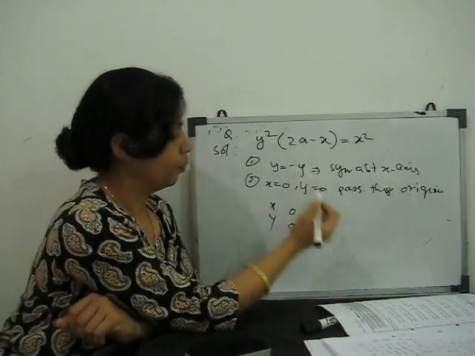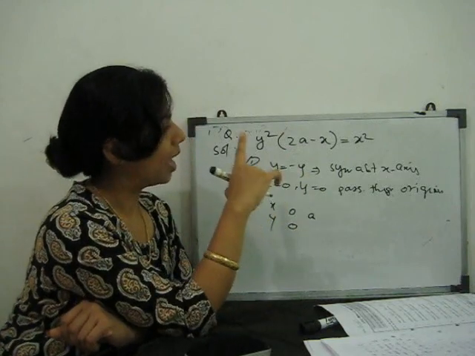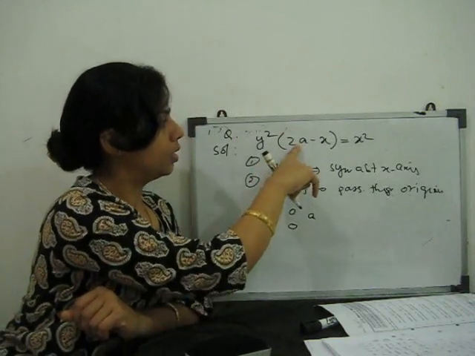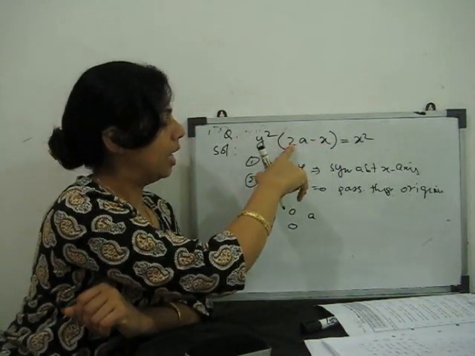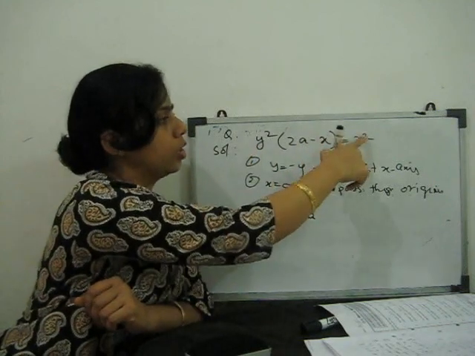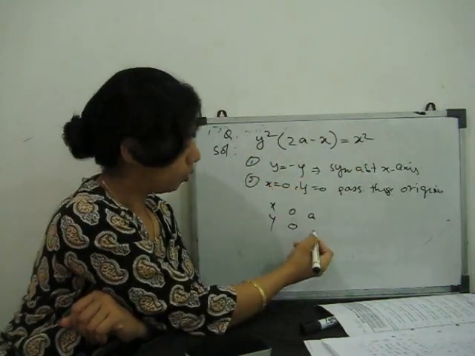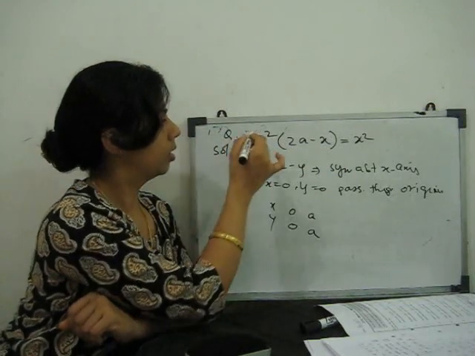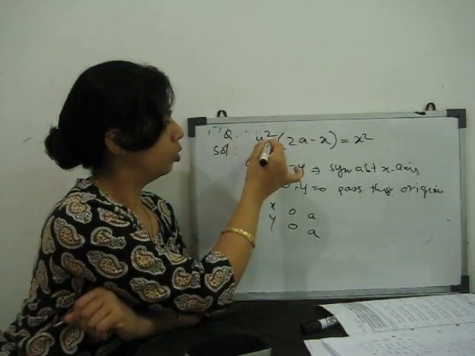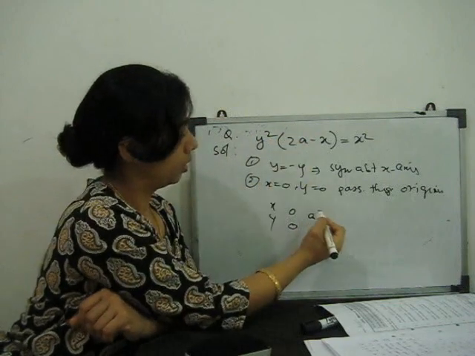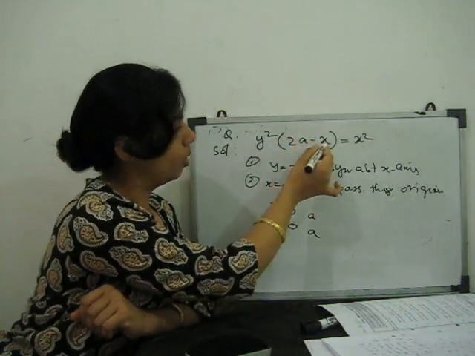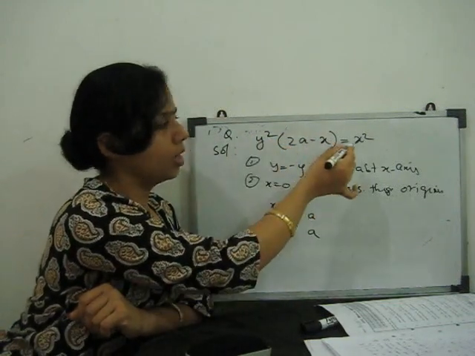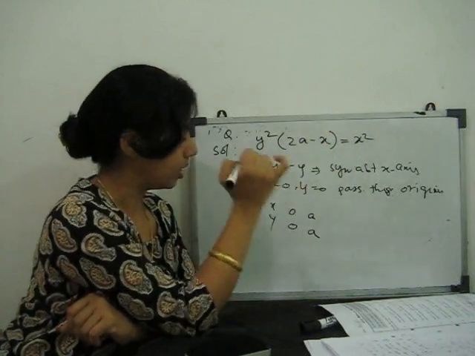0, 0. At a, when we put x is equal to a, then 2a minus a is a, y square is equal to a square. So y is also a. Okay? See, when x is equal to a, 2a minus a is a, y square is equal to a square, a cancels, y is equal to a.